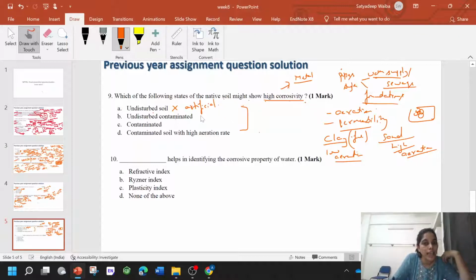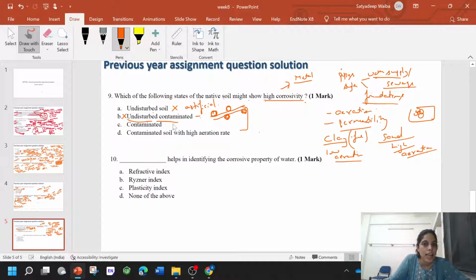Another is undisturbed contaminated soil. In that case also, even though there are contaminants, those contaminants are not properly mixed. Let's say they are localized, located at some places. This is a pipe, let's say a water metal pipe, and in a localized region there is some disturbance or some contaminants which lead to corrosivity, but it's not present throughout. So the answer is no. Undisturbed soils have less corrosivity compared to what we are coming towards.